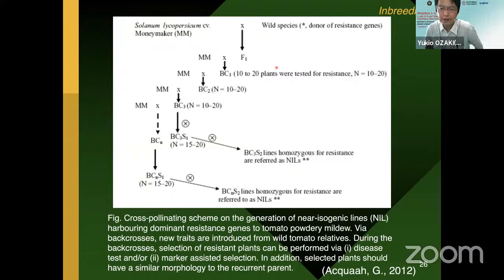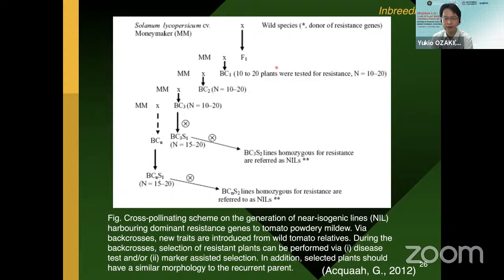To develop near isogenic lines that only differ in a disease resistance gene, resistant donor accessions were crossed with susceptible Solanum lycopersicum Moneymaker. Backcrosses were made starting from crossing the F1 plant back to MM, Moneymaker. During the backcrossing, selection of resistant BC plants can be performed in two ways.